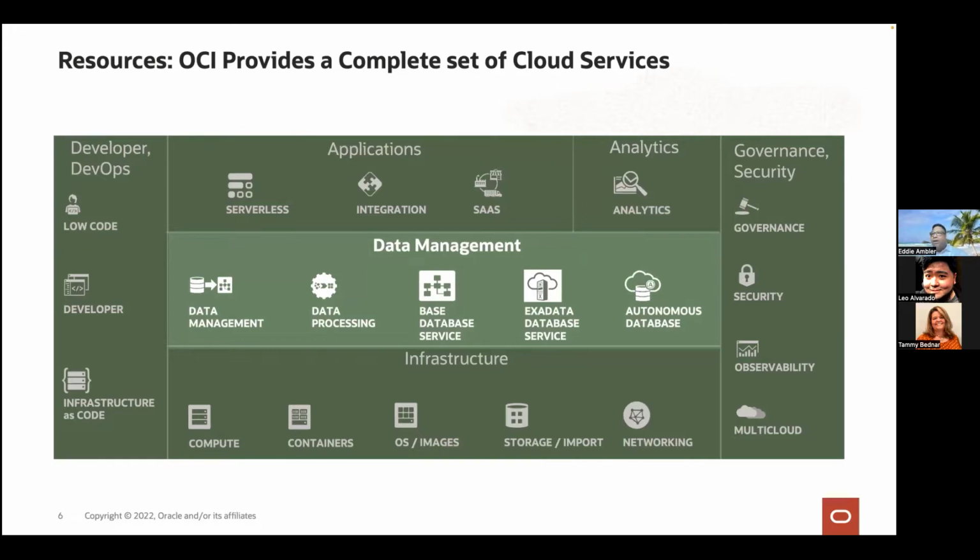Along the bottom, like you would expect in any good cloud, we have infrastructure, right? So you have complete access to infrastructure, whether it's compute, containers, custom OSs, custom images, storage, or networking. And to round it out, dead center, you see our data management. The Oracle Cloud Services offers you a choice of database solutions that you can use in this layer. We talked about our base database service, our Exadata database service, and your choice of autonomous database services. That way, you're choosing just the right service that you need to meet your business requirements.